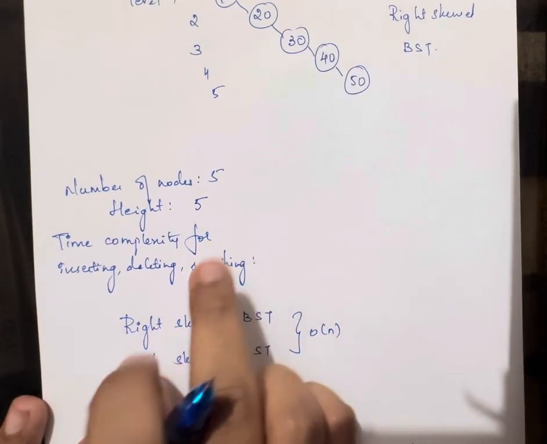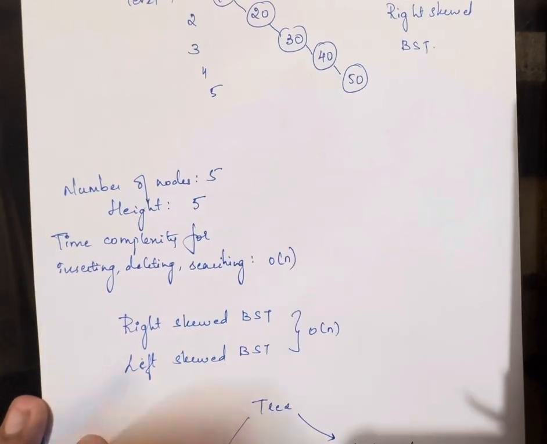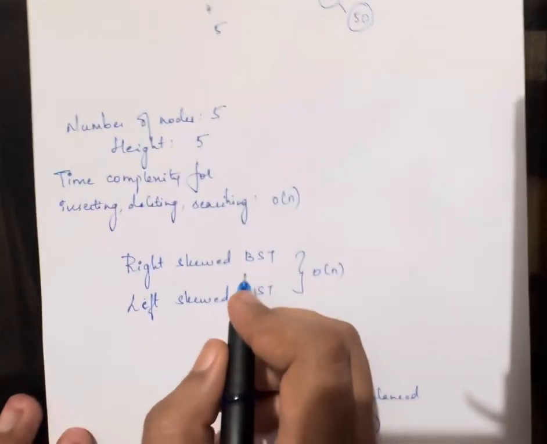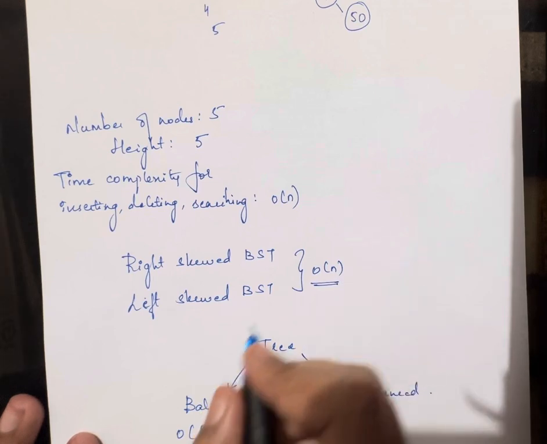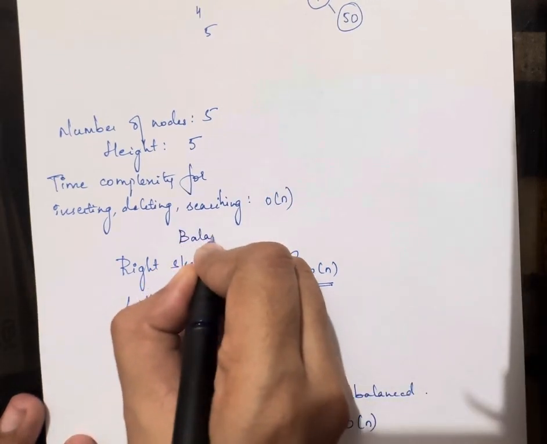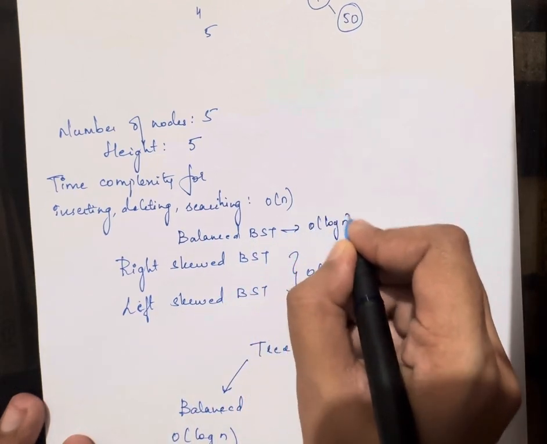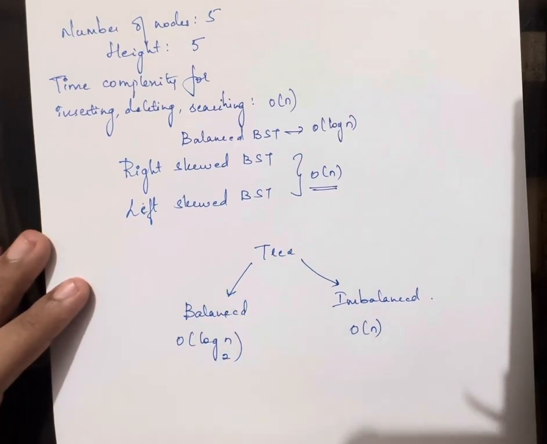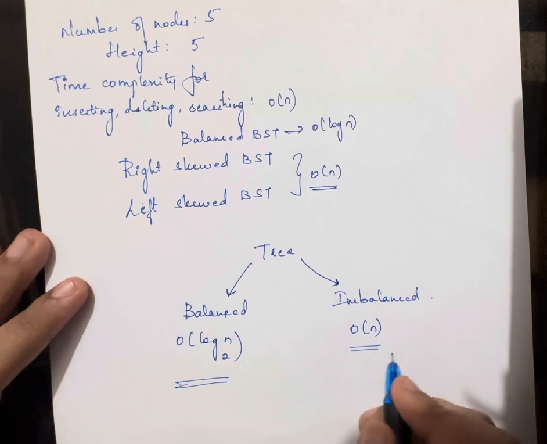So the time complexity for inserting, deleting and searching in this particular tree will be big O of n. As you can see, if it is a right skewed binary search tree or a left skewed binary search tree, then it takes a complexity of big O of n. And if it was a balanced binary search tree, then it would take big O of log n, as we've seen in the previous example. So a tree can either be balanced or imbalanced. If it is balanced, then the operations take big O of log n to the base 2 time complexity, and if it is imbalanced, it will take big O of n time.